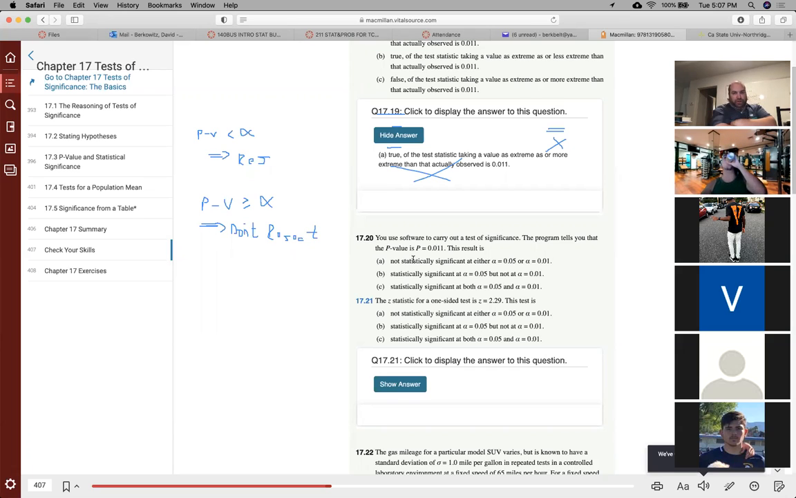So you use software to carry out a test of significance. The program tells you the p-value is p equals 0.011. This result is A, not statistically significant. Well, you can read it. I don't have to say it, but anyone reading this will be able to read it. So go ahead, if you think you have your answer, write it down: A, B, C, or not sure.